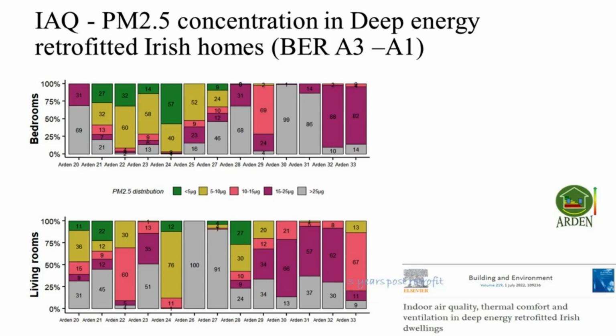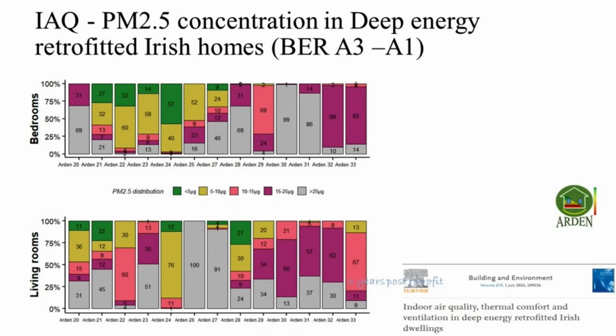So the colors to look at are the grey and the purple, because they refer to the percentage of time that the concentrations in the homes were above the WHO limit. So the grey is greater than the older limit of 25 microgram per meter cubed. That's a 24-hour limit, and then purple is the new limit, which was introduced last September. So you can see that there's quite a lot of grey and purple bars going on in those houses.